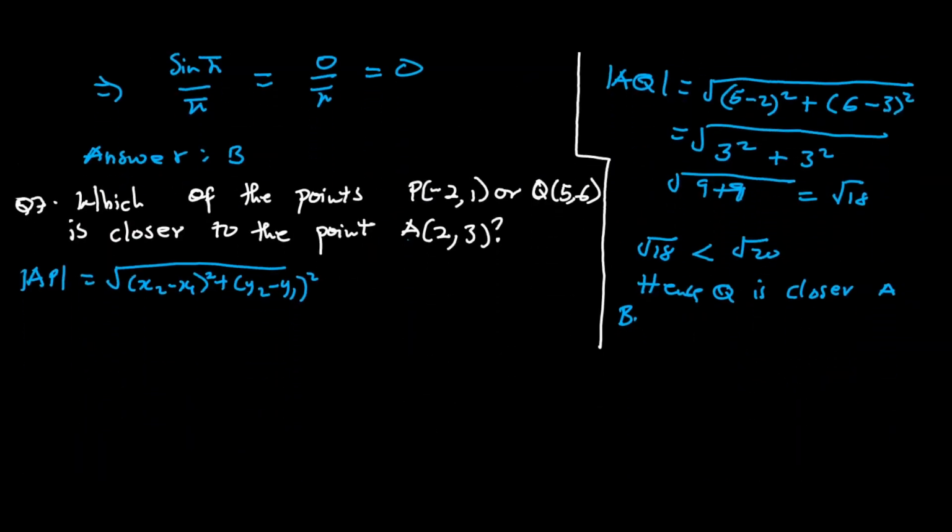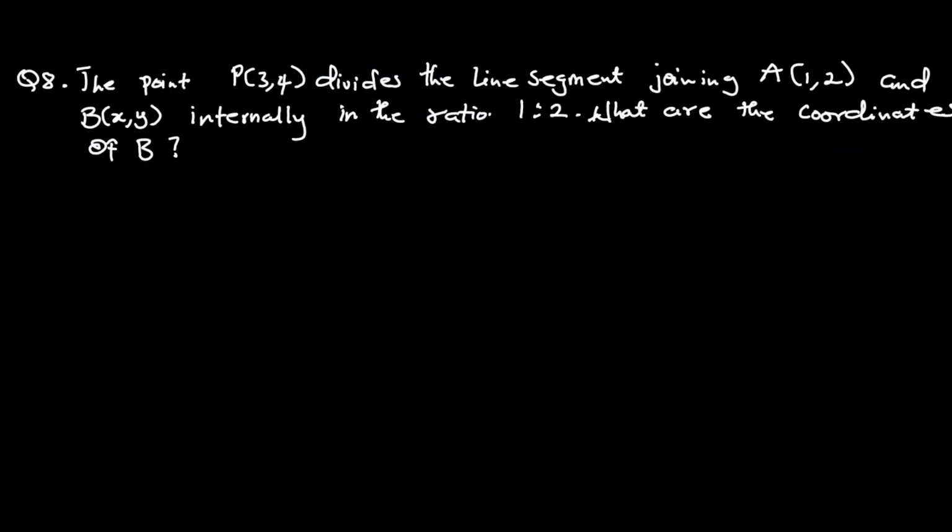So let's move on to question 8. Alright, so question 8 says that the point P(3, 4) divides the line segment joining A(1, 2) and B(x, y) internally in a ratio 1:2. What are the coordinates of B?